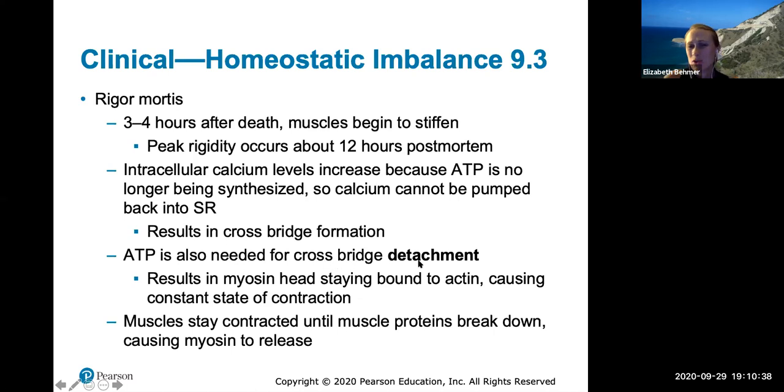So basically what's going on here, there's not ATP present and there's not calcium present. So your myosin and your actin are constantly bound together. So that causes this muscle stiffening of constant muscle contraction. Muscles will stay contracted until the actual actin and myosin filaments, those protein filaments, break down, causing the myosin to release, and then the muscles will then relax.